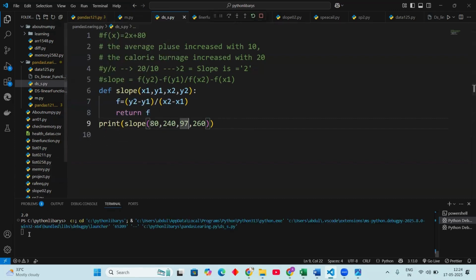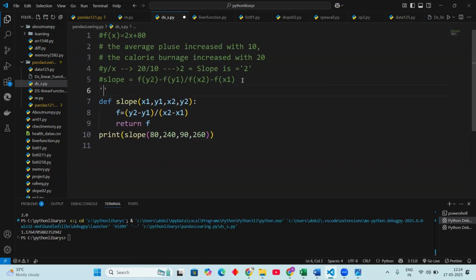See, it gives 1.7647, right? So for the constant data, it represents as 2.0. Okay, are you clear about it? Now I take the intercept value and I find the slope for you, right? Okay, done.